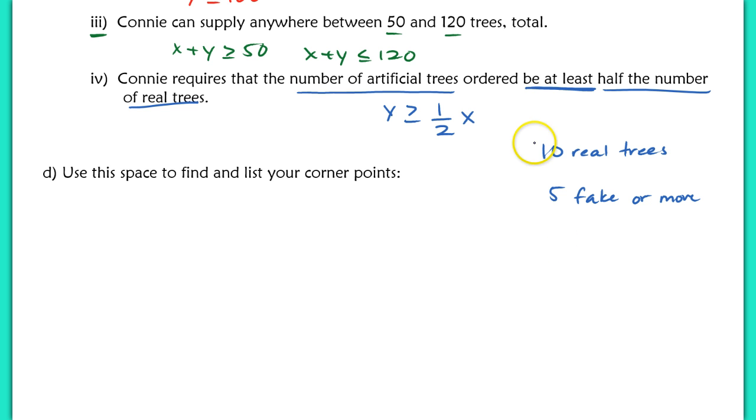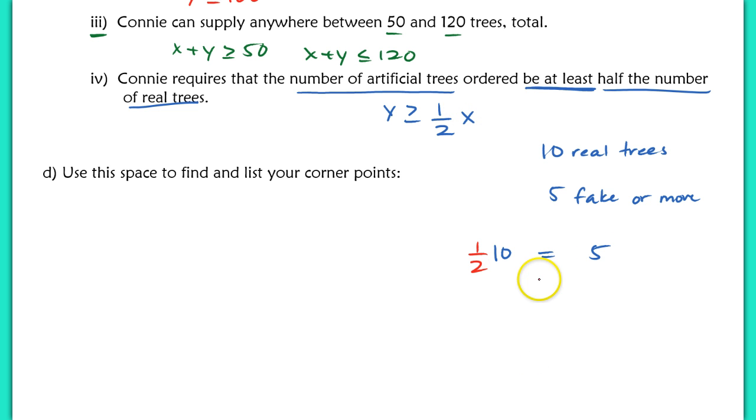Now, if you were to set these quantities equal to each other, 10 and this 5 here, how would you get these quantities to be the same? Well, you could either double this amount, or you could take half of this amount. When I wrote this, I chose to take half of the amount just because it told us half the number of real trees, and I just translated it right out front.